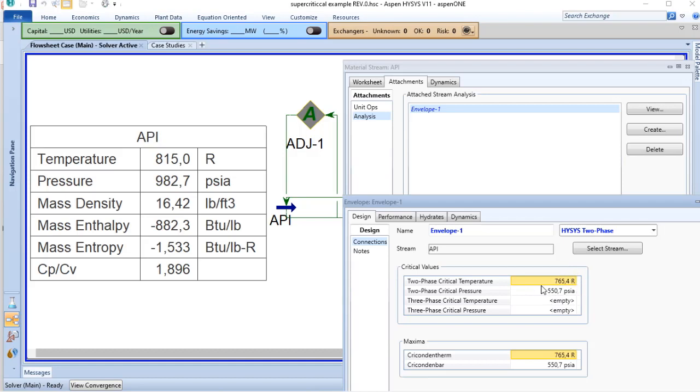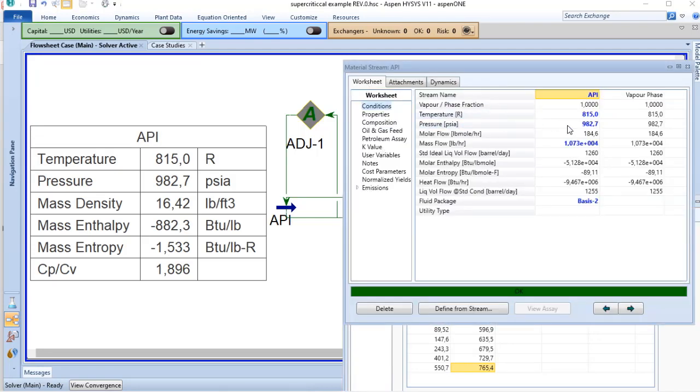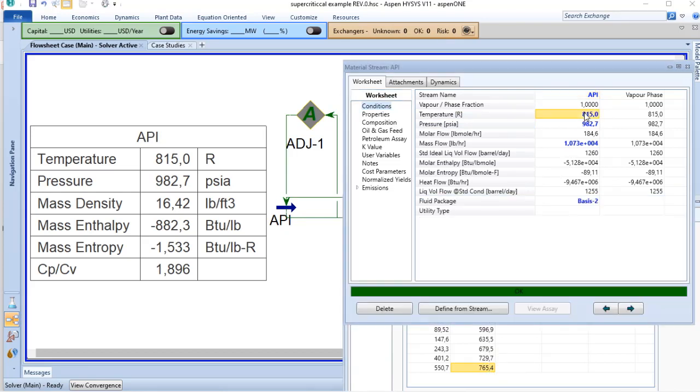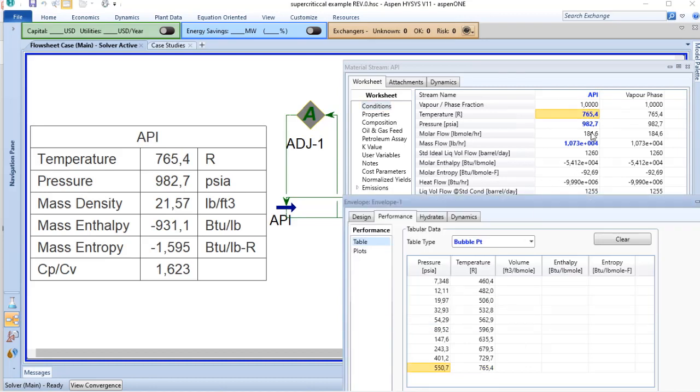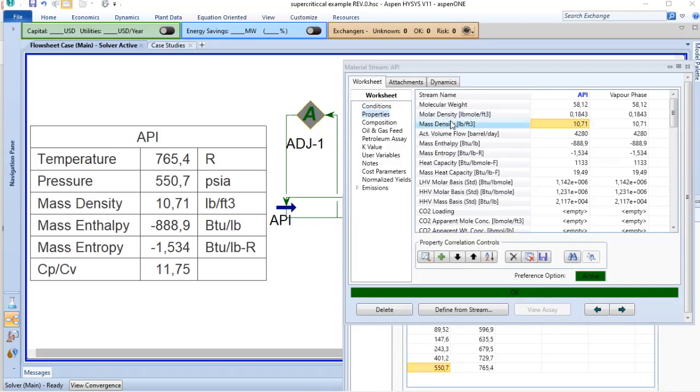What will I do with this information? I will return to my worksheet and adjust the temperature and the pressure. In this case, I will get the temperature and add it to my stream, and I will get the pressure and add it to my stream also. The main objective of this procedure is to go to the properties and find the mass density. That is already here, but if we go to properties, you will verify the mass density, that is 10.71.